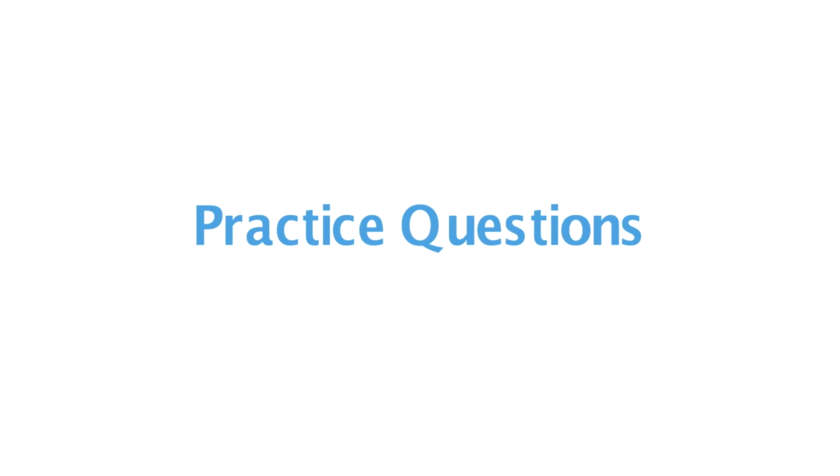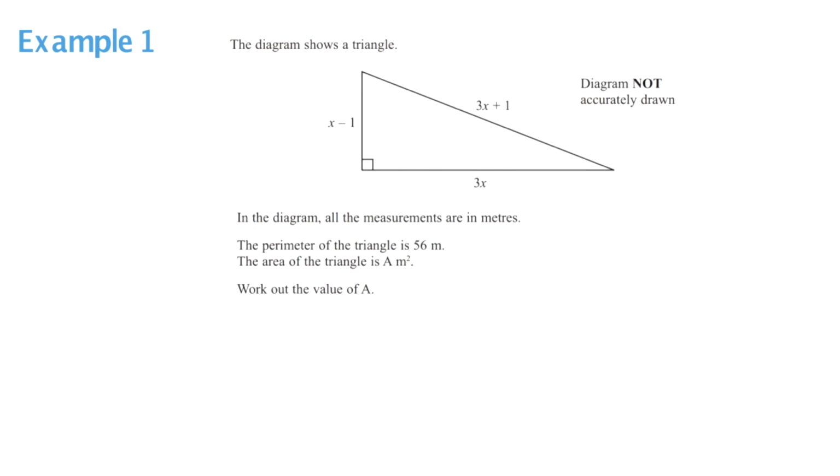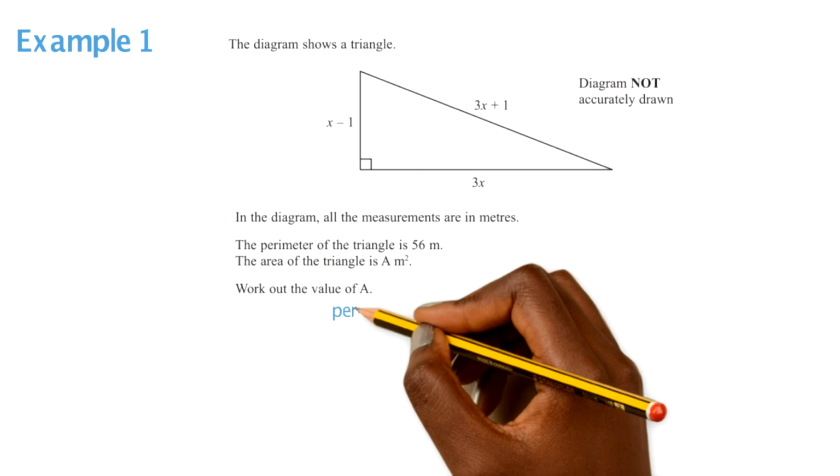Practice questions. Example 1. So here we have a right angle triangle. It's given us the perimeter is 56 meters and we want to work out the area.